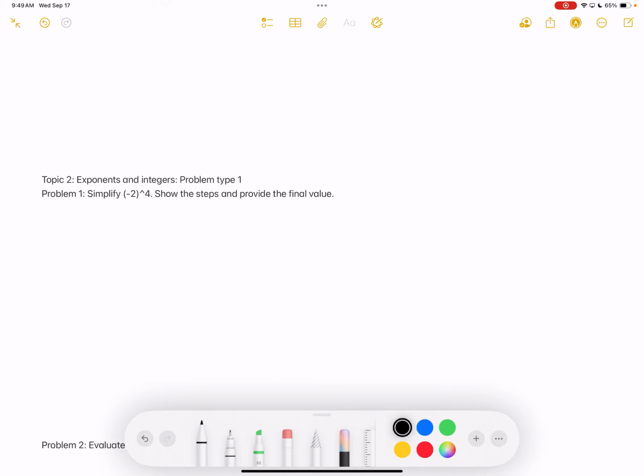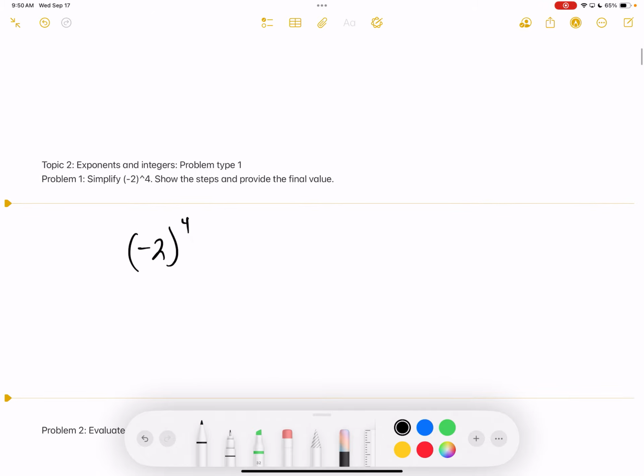All right, when we have negative 2 to the 4th, what we are doing with an exponent is negative 2 times negative 2 times negative 2 times negative 2. The negative is to the 4th power, so you can do each of these. You have 4 negatives, so it's going to be positive. But if you want to take it one step at a time, you can. Negative 2 times negative 2 is 4. 4 times 4 is 16, okay?